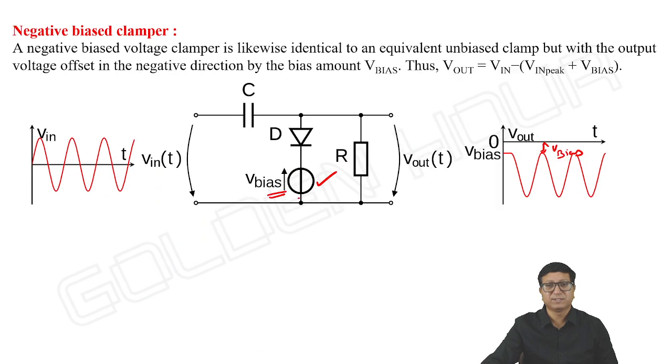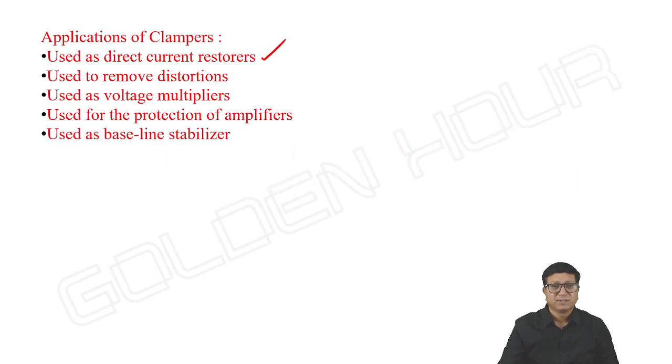How is it so? We need to check it. Of course, they are meant for removing distortions. We'll see all those things. Just applications I'm mentioning. We need to discuss these things. Voltage multipliers. What is meant by voltage multiplier? That is the very next topic after voltage clampers. Once the clamper is done, voltage doublers, voltage tripler, voltage quadrupler, voltage multiplier, all those things we will be studying. And protection of amplifiers and all, upcoming topics we'll see. Baseline stabilizers. These are some of the applications of the clampers.